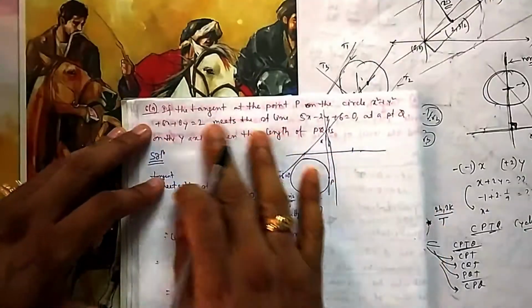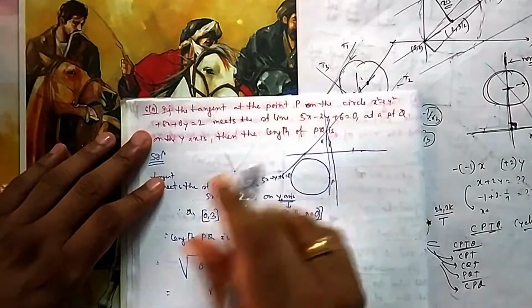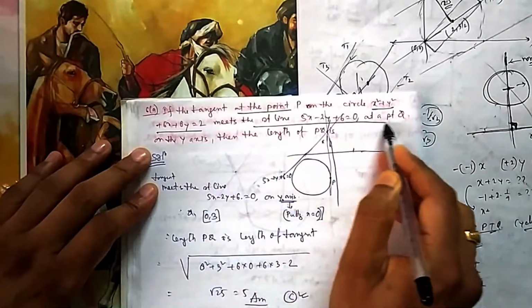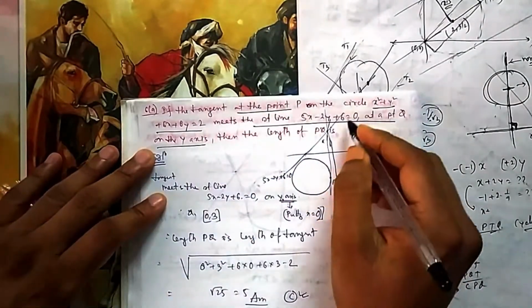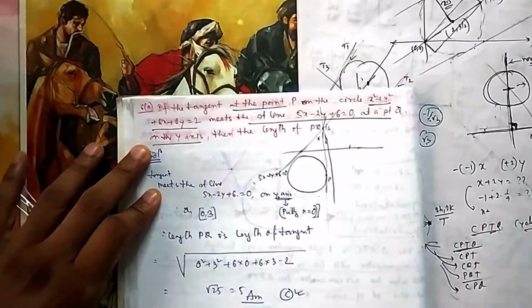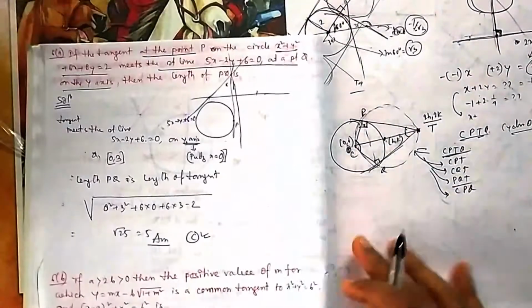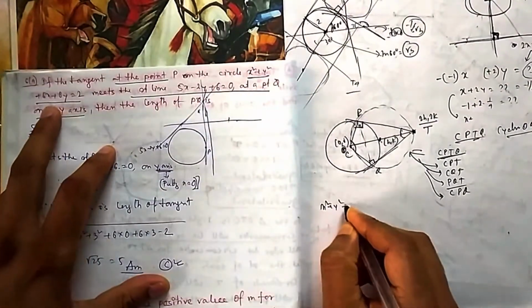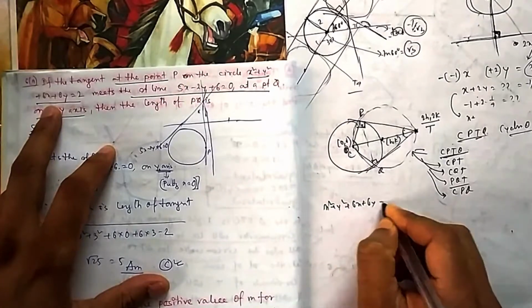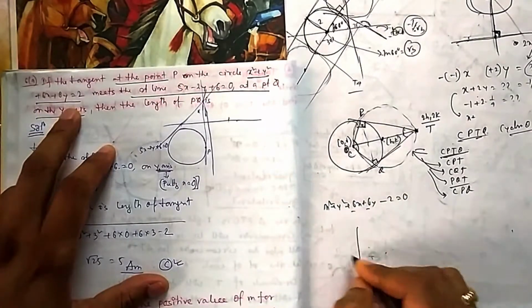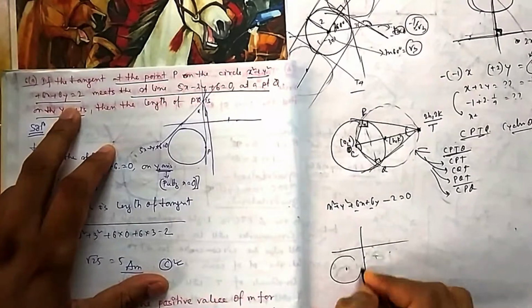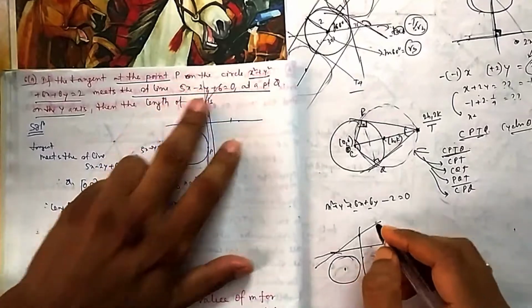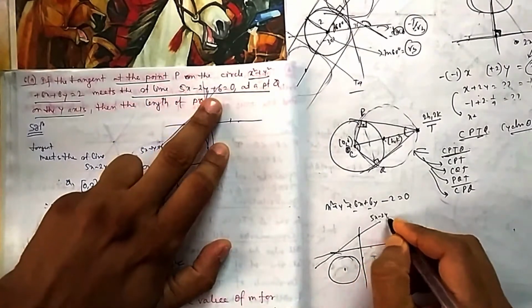Okay, if you come to 6a, the tangent at a point P on the circle, this one, meets the straight line, this one, at a point Q on the y-axis. So you have a straight line of this type of format. Why is it in the third quadrant? Because the center, if you see x square plus y square plus 6x plus 6y minus 2 equal to 0, is at minus 3, minus 3. So somewhere here, suppose this is the circle. So a line is here. So they are asking you, this is the line 5x minus 2y plus 6.